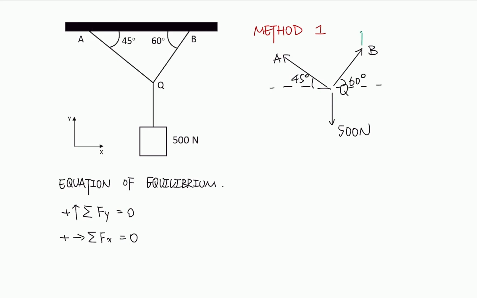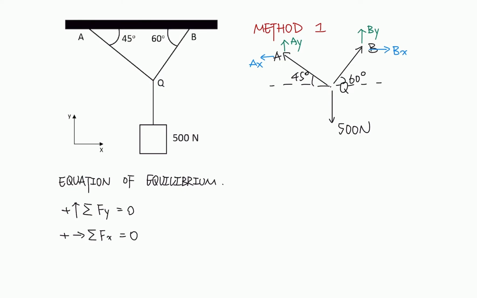And now let's break the forces into X and Y components for both A and B. For the tension along AQ, the angle of incline will be 45 degrees, and for AX and AY, according to trigonometry, AX will equal cosine 45 times the force, which we will call A here. And AY equals sine 45 times A.